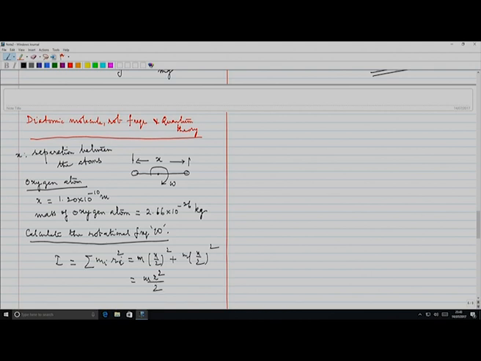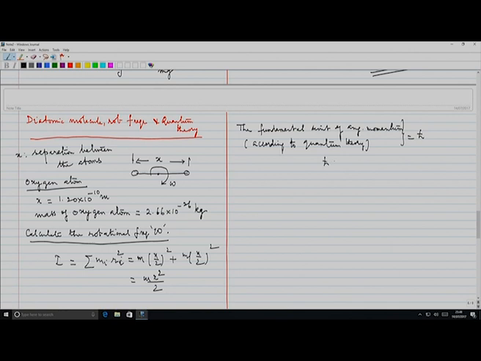by 2. Now, according to quantum theory, the fundamental unit of angular momentum is h cross.